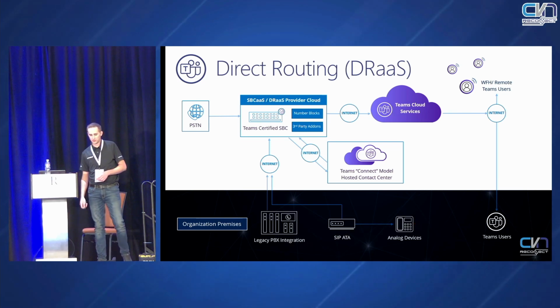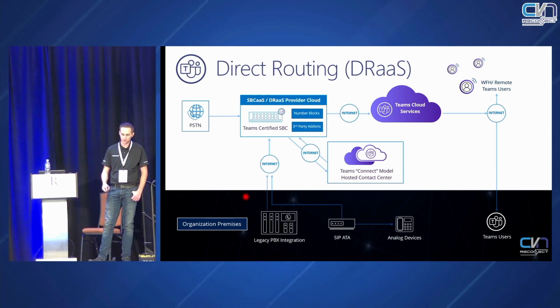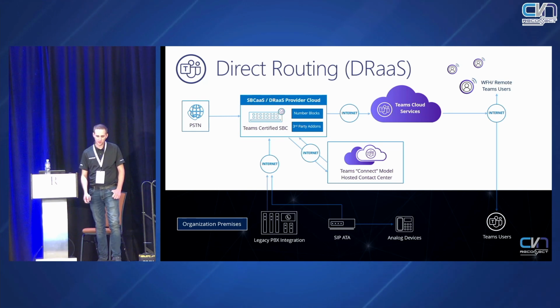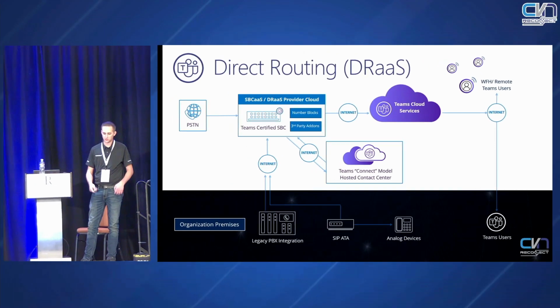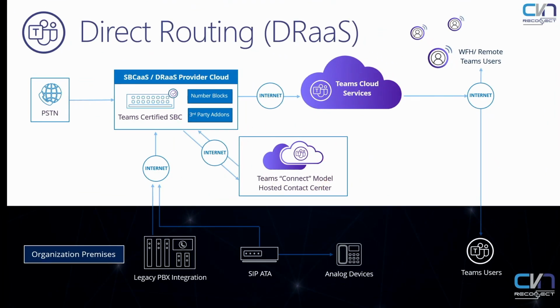So here's an overview of direct routing as a service. As you can see, it's very similar to direct routing. We just moved this Teams-certified SBC that was within the organization's premises up into the service provider's cloud, eliminating the need to maintain that. But what you can see here is we still have all the same capabilities. We can still integrate back into the existing PBX to make that migration more seamless. We can still offer ATAs off of the direct routing as a service provider's cloud for your analog devices, or tie into third-party services like contact centers, or even add additional add-ons such as analytics or reporting or SMS, things like that, as additional value adds to the direct routing as a service solution.